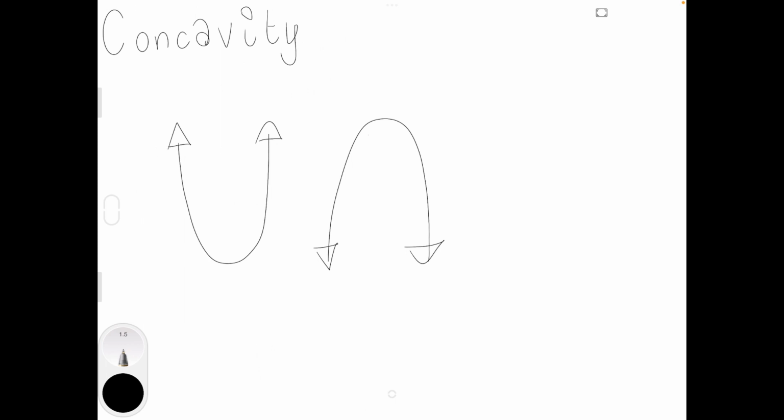So you kind of already know what concavity is. It's basically when the curve is facing up, so this first one on your left, or when the curve is facing down, the second one on the right. So the first one is concave up because the curve is facing up. The second one is concave down because the curve is facing down.